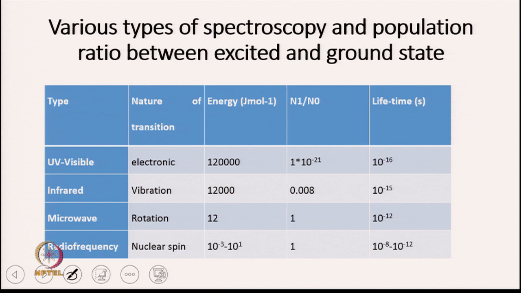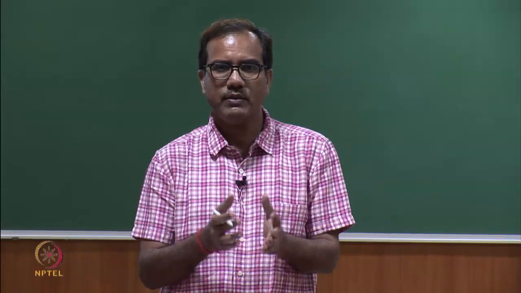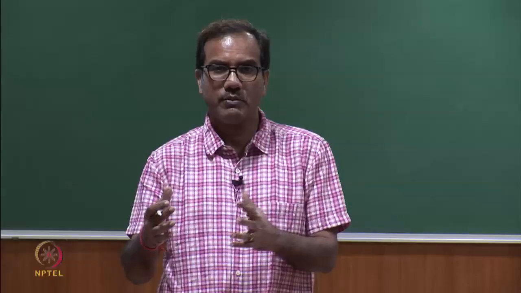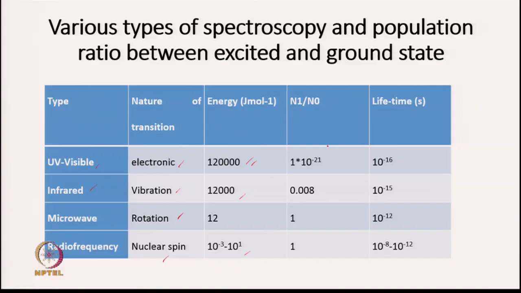So, just to summarize, the various types of spectroscopy and the population ratio between excited and ground state are given, and lifetime is also given. Lifetime will tell you about your broadening, and N1 by N0, or the ratio between excited and ground state, will tell you about intensity. So, these are the various spectroscopy: UV-Vis, IR, microwave or radio frequency. The nature of transition is electronic in UV-Vis, vibrational in infrared, rotational in microwave, nuclear spin in radio frequencies, and the energy of transition is this 120,000, 12,000 in infrared, 12 in microwave and 10 to the power minus 3 to 10 to the power 1. And if you try to calculate the population ratio between excited and ground state at room temperature, this is going to be this value.